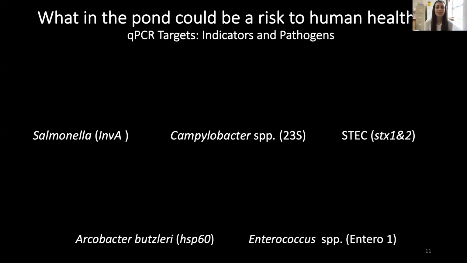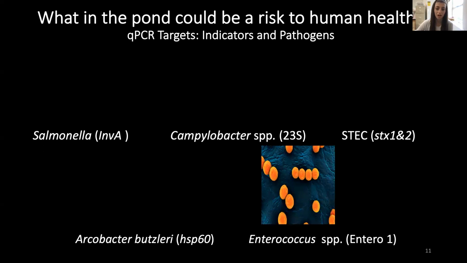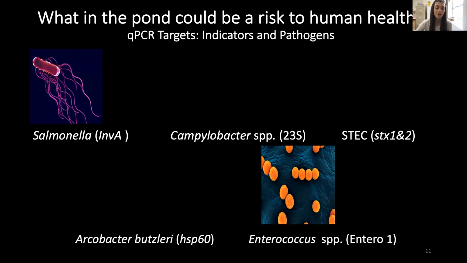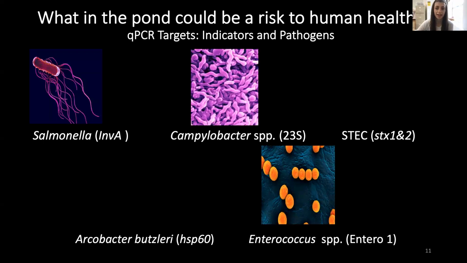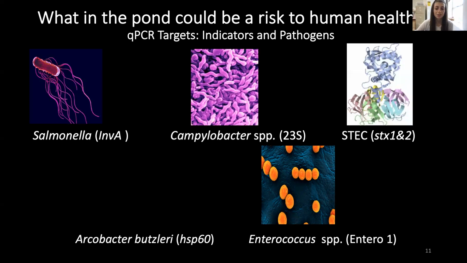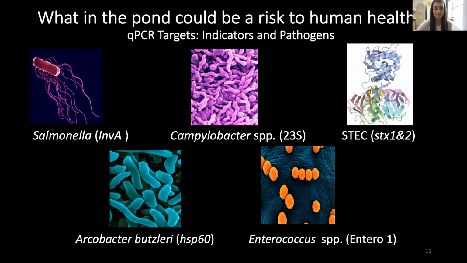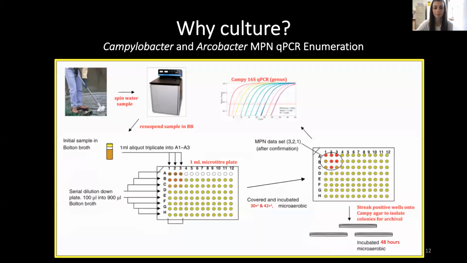So the second story is what is in this pond that could be a risk to human health. And this is where we use targets for pathogens and indicator organisms. The only indicator is Entero-1, which detects Enterococcus. We use the NVA target for Salmonella and the Van Dyke targets for Campylobacter jejuni, coli, and Laurii. We use Shiga-toxin 1 and 2 for each of the Shiga toxins in E. coli, and heat shock protein 60, which targets Arcobacter Beaudry, which is a putative pathogen.